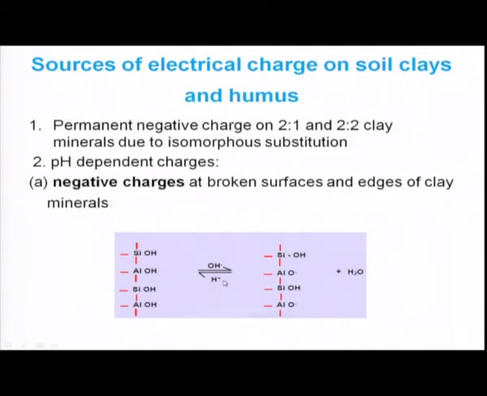At acidic condition, the positive ions will be absorbed by this aluminum ion, and it becomes a positively charged one. So it depends on the pH of the surrounding medium, the water solution pH. And the negative charge also comes from the humus material. COOH and OH groups, phenolic groups are part of this humus material.